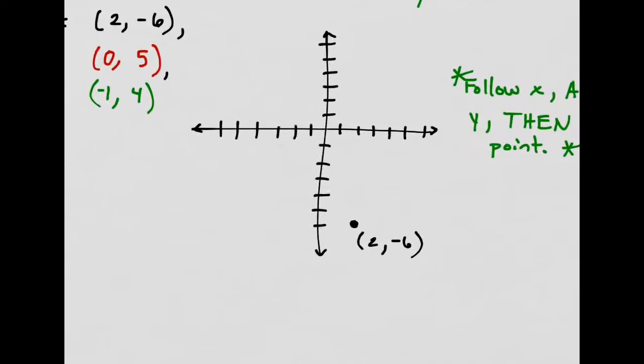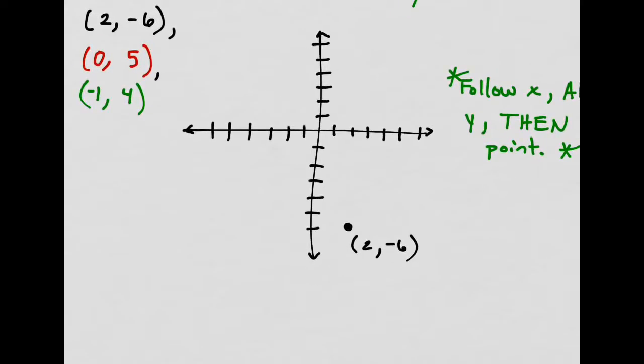So maybe you should try doing the red one. Here, if I follow my x coordinate, that means move 0 on the x-axis, and then up 5. 1, 2, 3, 4, 5. So that's where I actually plot my ordered pair. (0, 5) is right there.